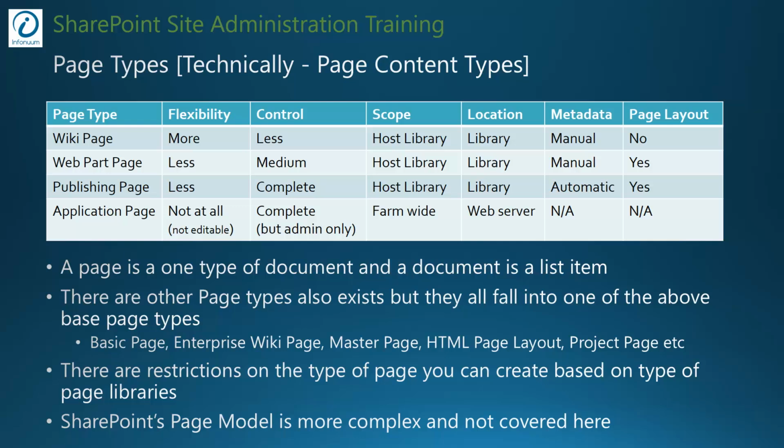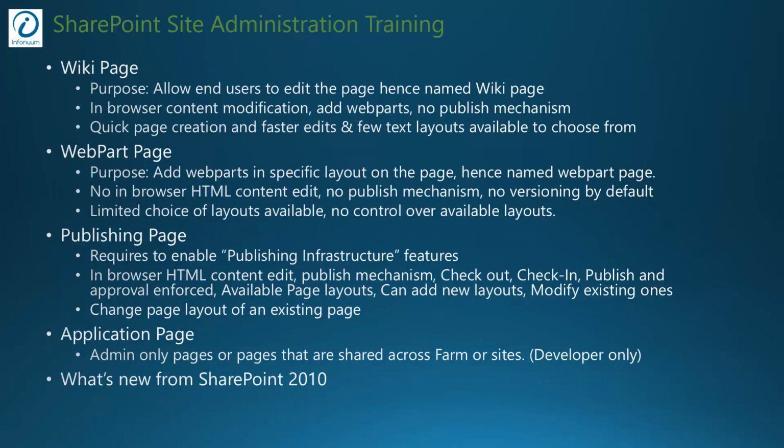So you will see later, you also have the option to create a basic page, which is some sort of a wiki page. And you also have enterprise wiki page, master page, HTML page layout, project page, etc. Also, there are restrictions on the type of page you can create based on the type of page library as well. SharePoint's page model is actually more complex, and we are not covering this in this video. Let's take a look into each page type and create some pages.